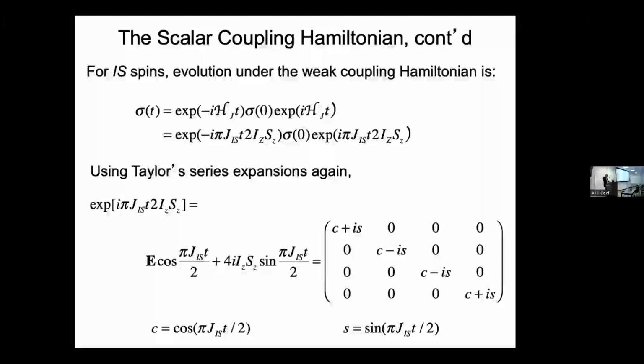So we can do the same sort of thing we did before. Here's our answer for the J coupling. Right? We have the unitary transformations acting on the density operator. We know what the Hamiltonian looks like. I can expand in a Taylor series and work out what all the matrices are.